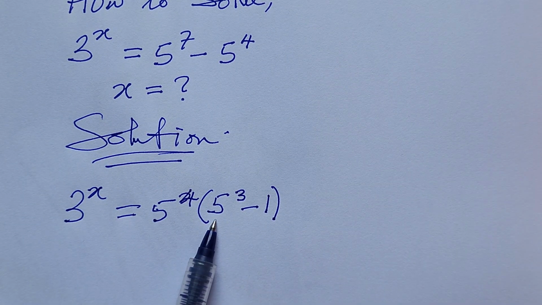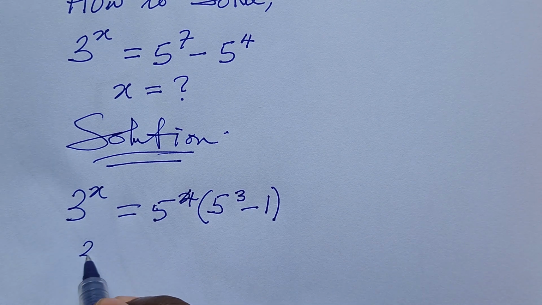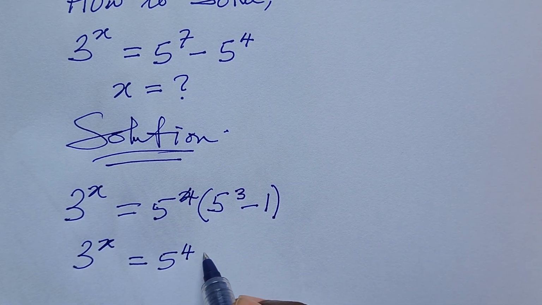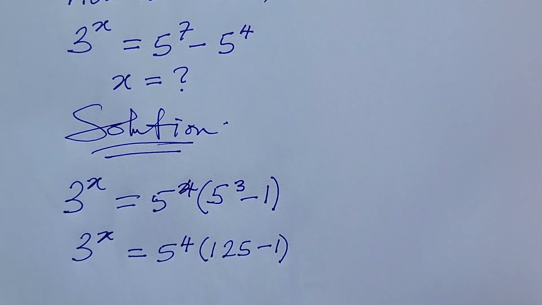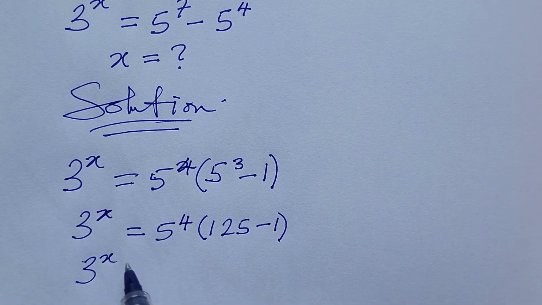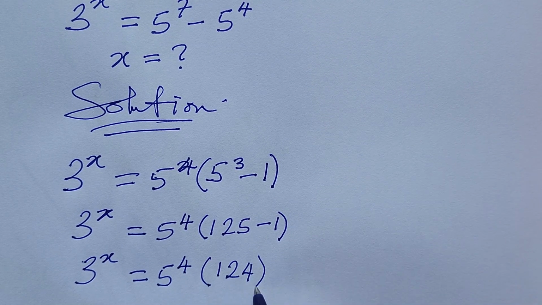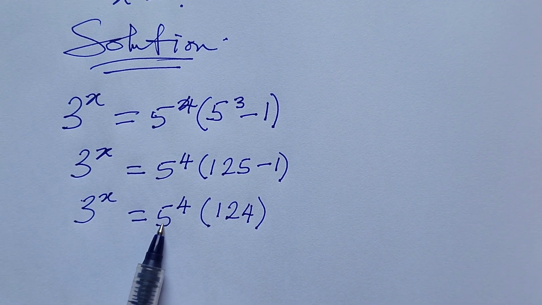Okay, we know that 5 to the power of 3 is just 5 times 5, 25, times another 5, that is 125. So this will give us 3 to the power of x equal to 5 to the power of 4, then bracket 125 minus 1. We can easily subtract 1 from this, right? So this will now give us 3 to the power of x equal to 5 to the power of 4, bracket 124.